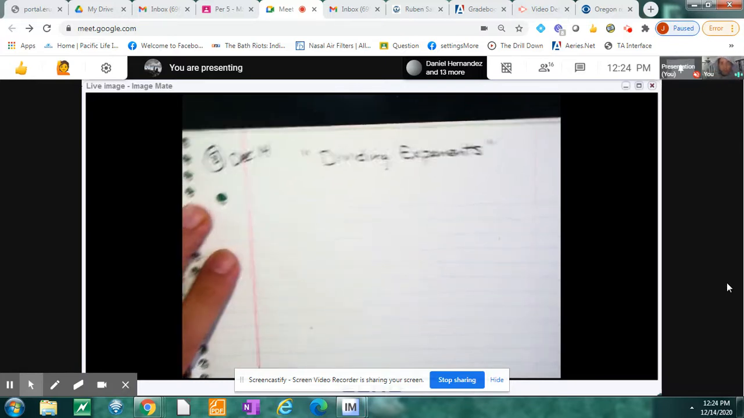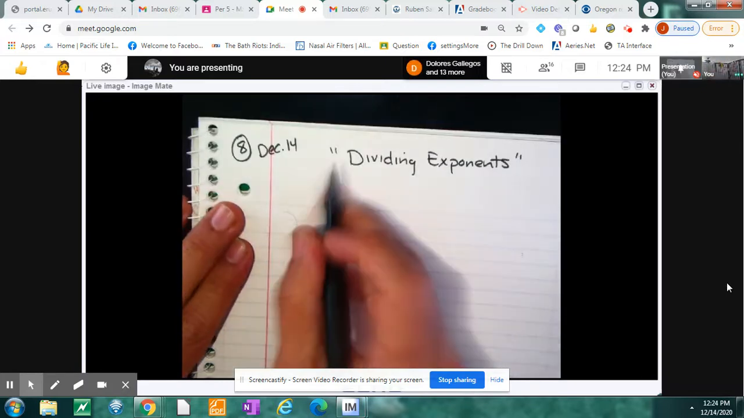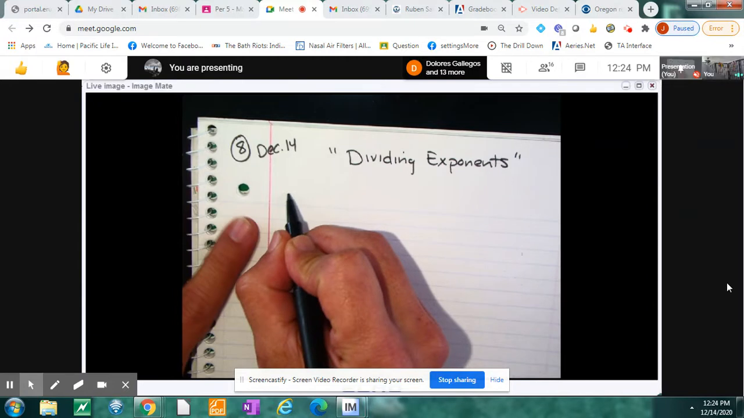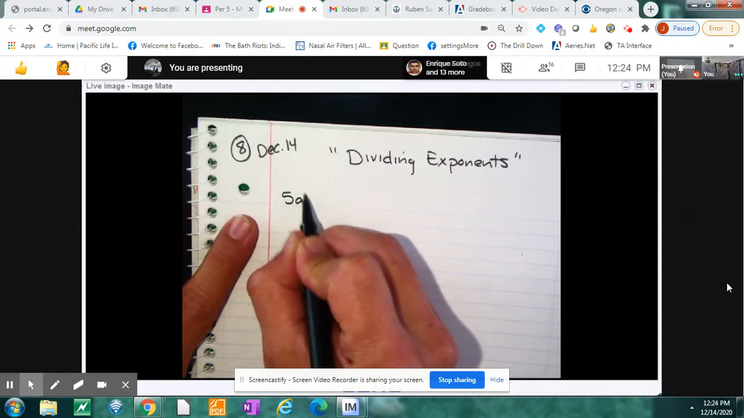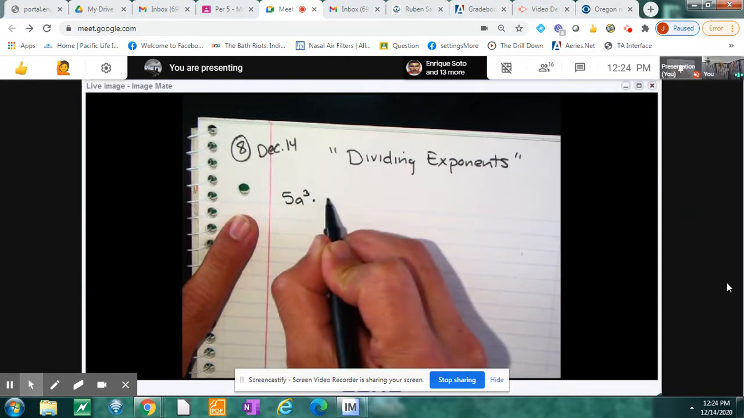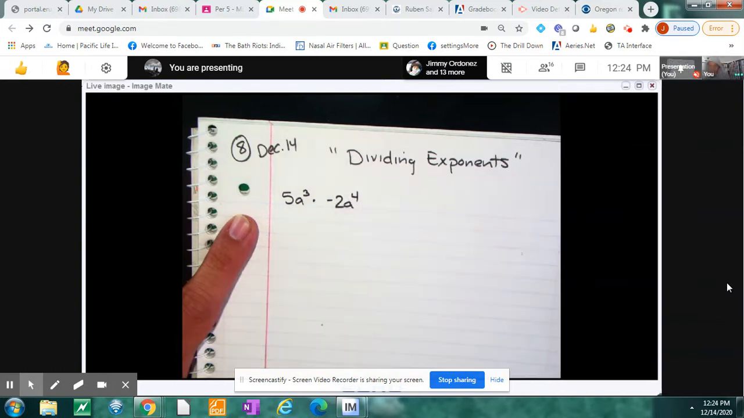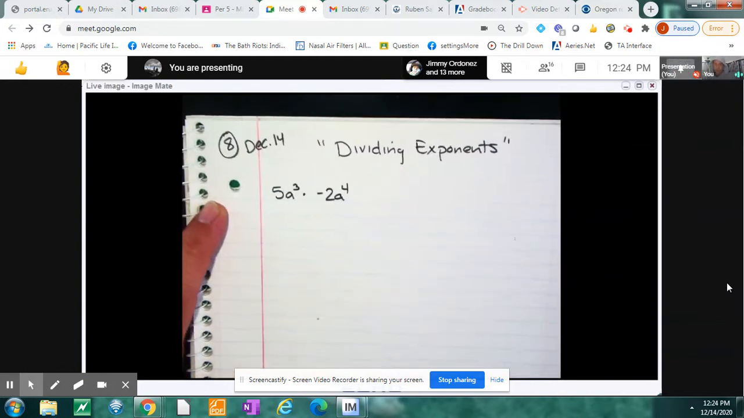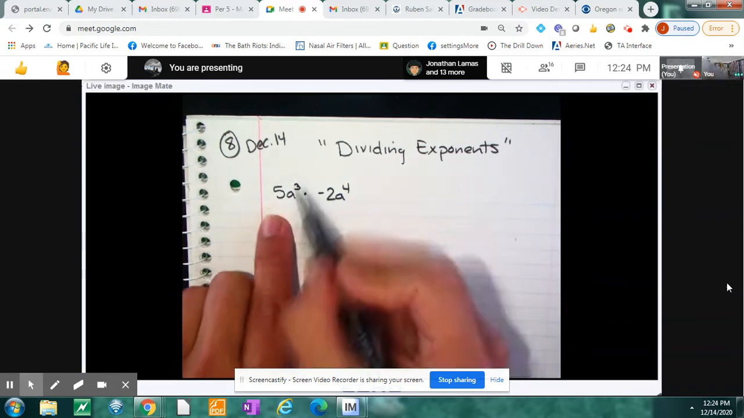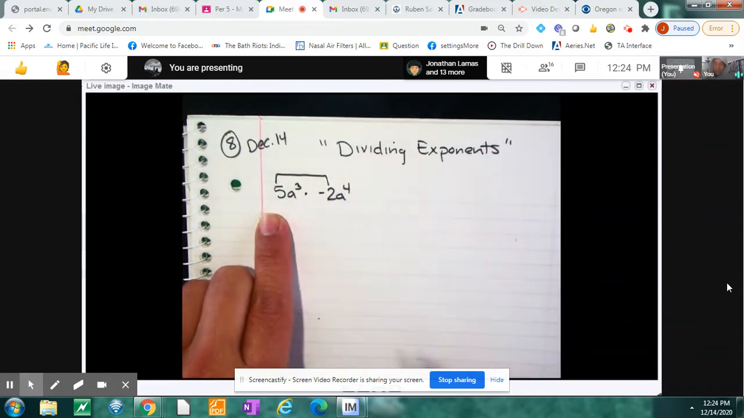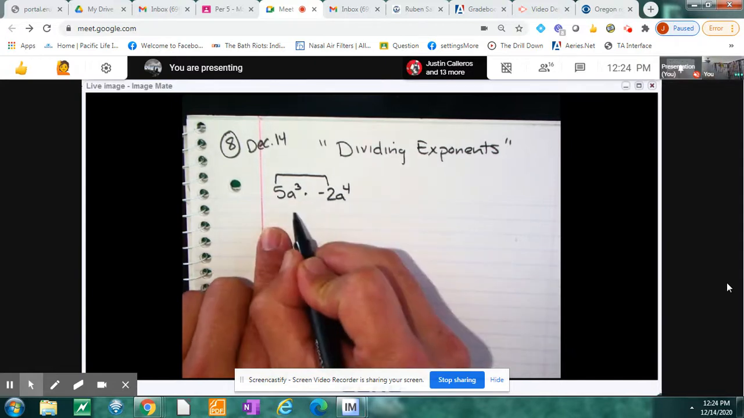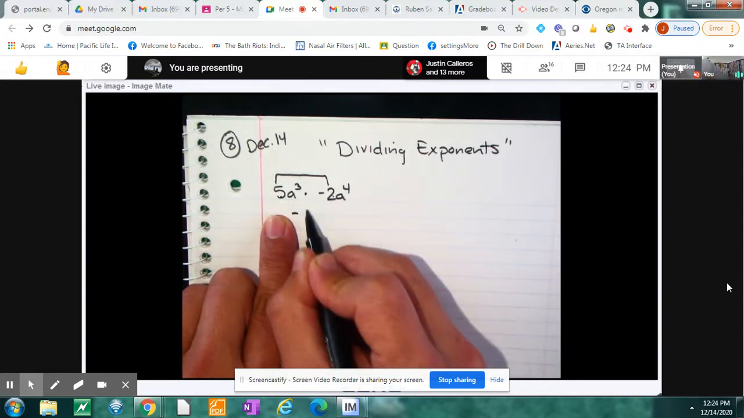One of the things that you've learned, real quick, remember when you have, let's say, 5a to the power 3 times negative 2a to the power of 4. This is what we've done before. Your coefficients, 5 times a negative 2. Remember, positive times negative is a negative. 5 times 2 is 10.